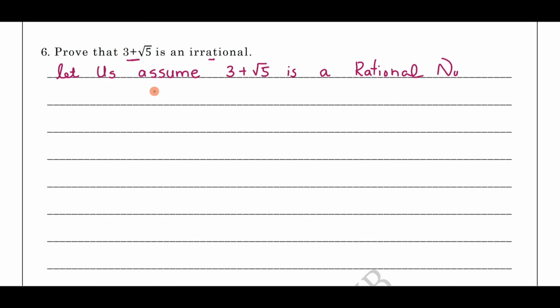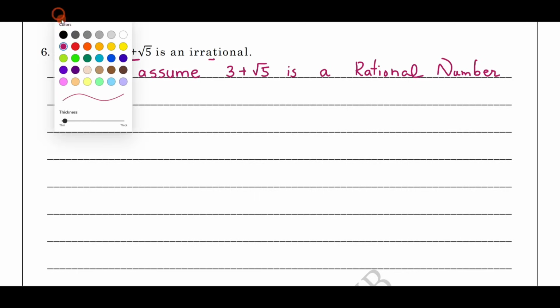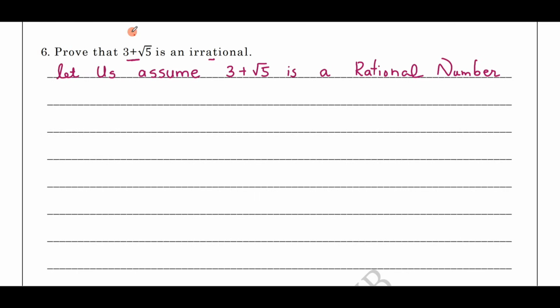What is the first step? You should assume the given number as what? Rational. We know that a rational number will be of the form P by Q, so 3 plus root 5 equals P by Q. First step, assume it as a rational number. A rational number is of the form P by Q, where P and Q are integers. You can write P and Q belong to Z. You can write it in statement form also: P and Q are integers where Q should not be equal to 0.